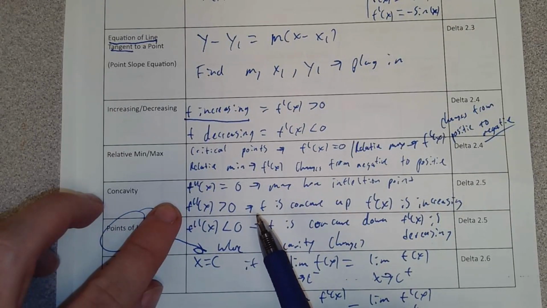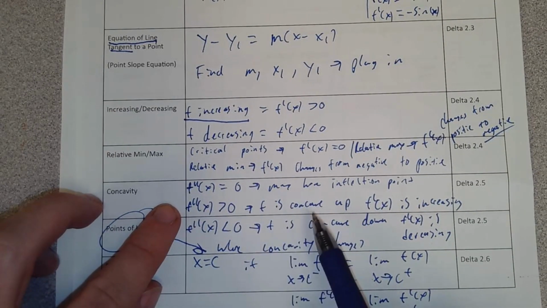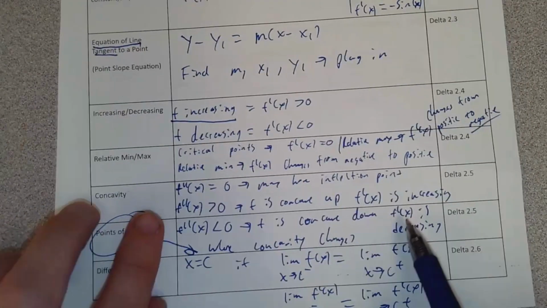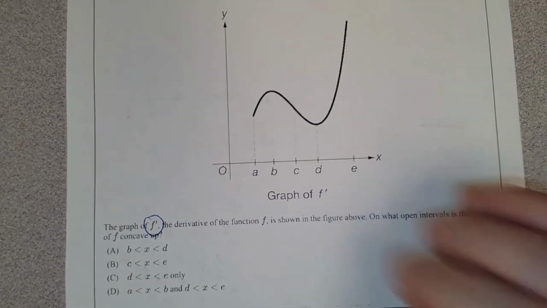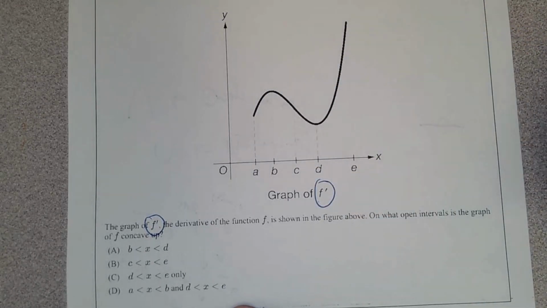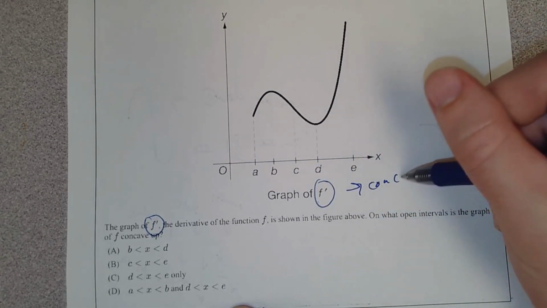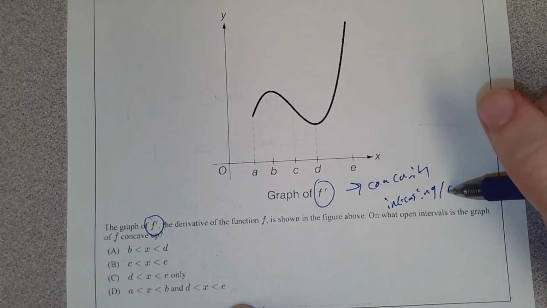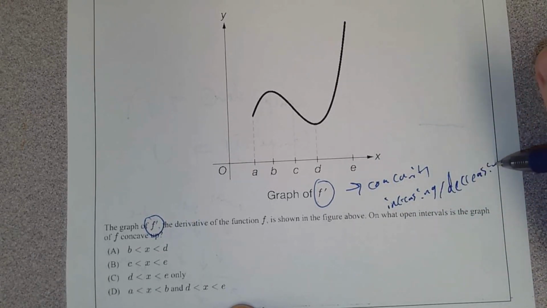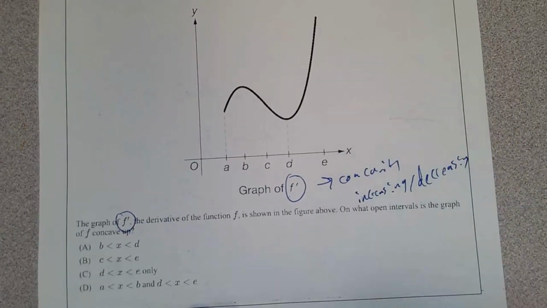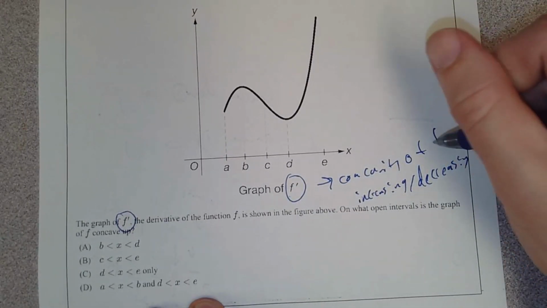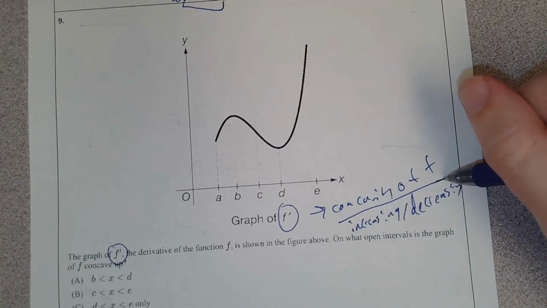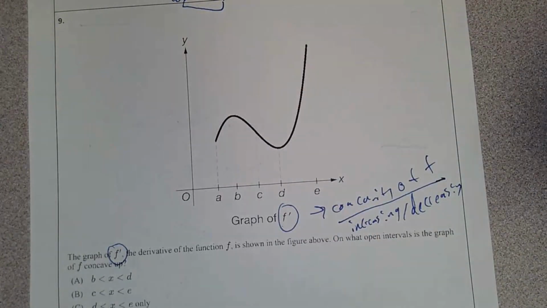If the second derivative is positive, then the function is concave up and the derivative is increasing. If it's negative, it's concave down and the derivative is decreasing. I'm looking at the derivative and I'm trying to figure out concavity. So in this case, I'm looking at increasing or decreasing. If I was looking at whether the function was increasing or decreasing, I would be looking at positive or negative. But since I'm looking at concavity of f, I'm looking at where this is increasing or decreasing.